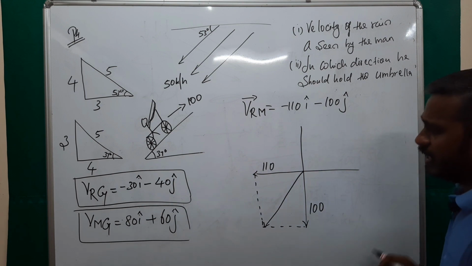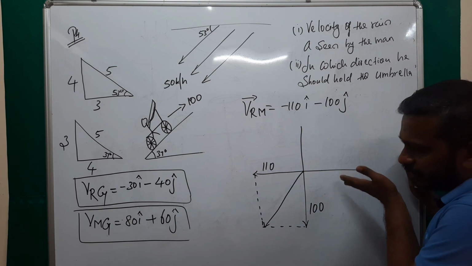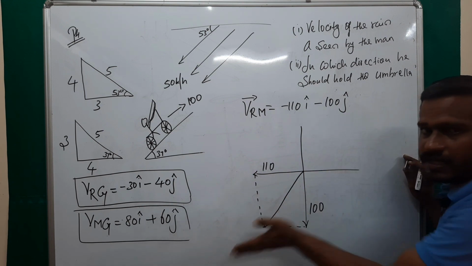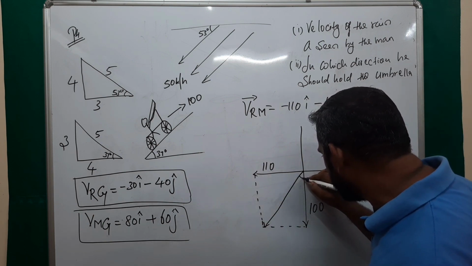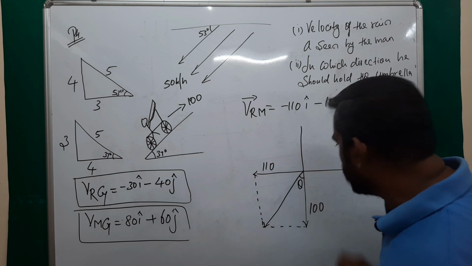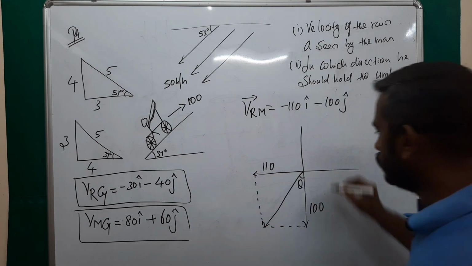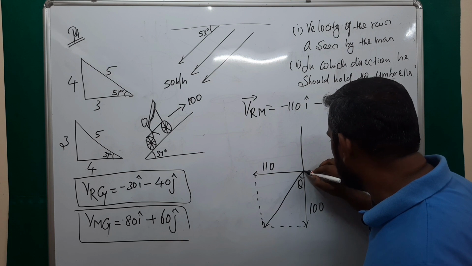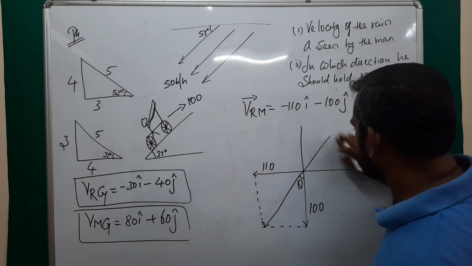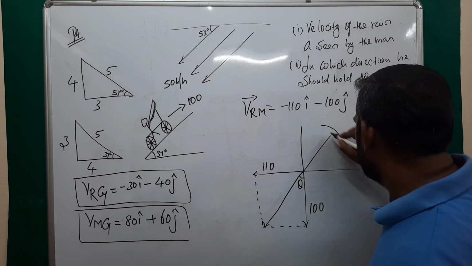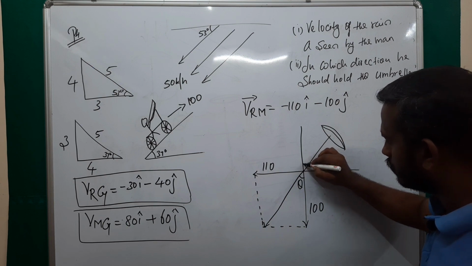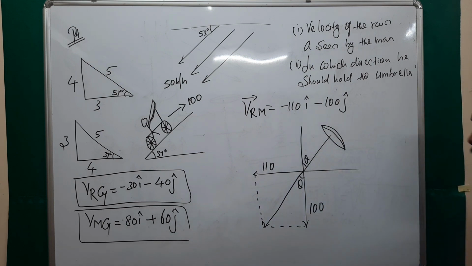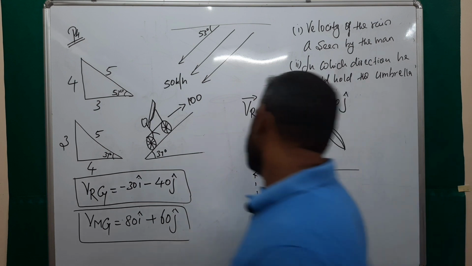So the man feels that the rain is coming in this direction, which makes an angle theta with the horizontal. So definitely he should hold the umbrella in this direction, making an angle theta. Clear?